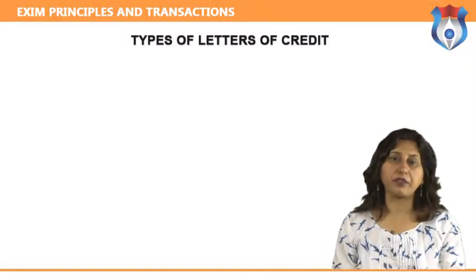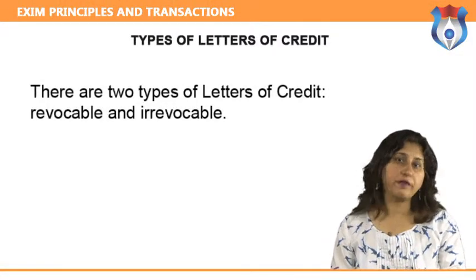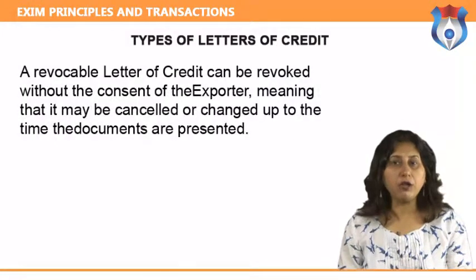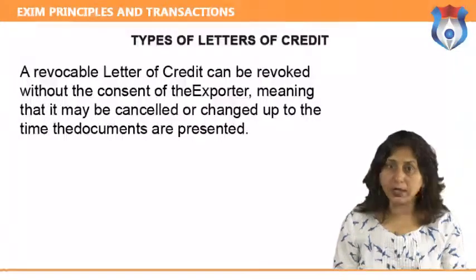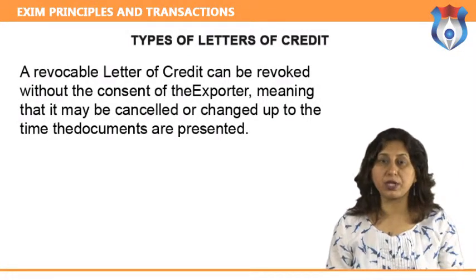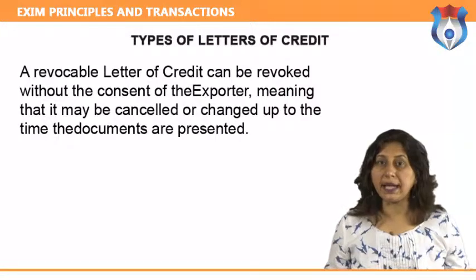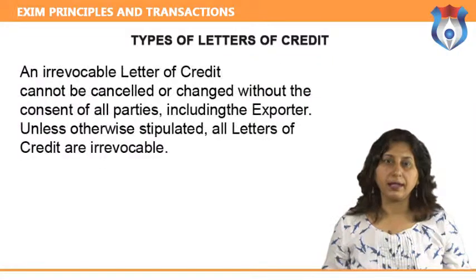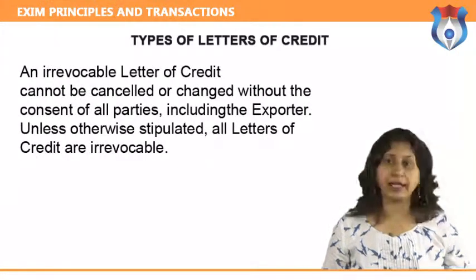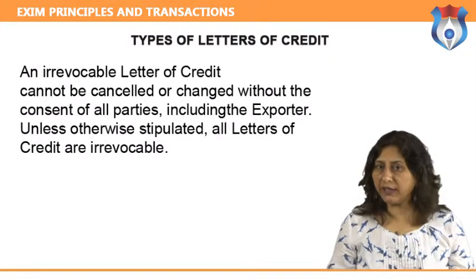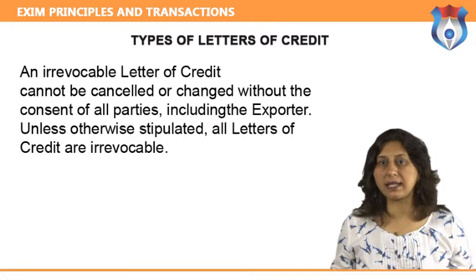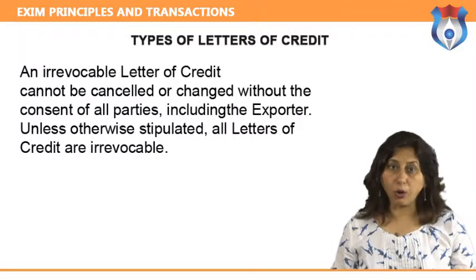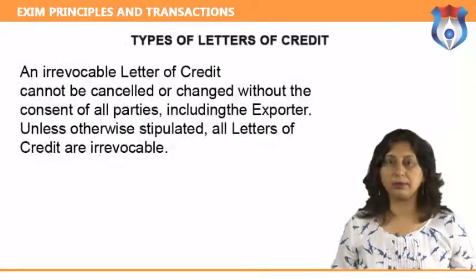Types of letters of credit. There are two types of letters of credit, revocable and irrevocable. A revocable letter of credit can be revoked without the consent of the exporter, meaning that it may be cancelled or changed up to the time the documents are presented. An irrevocable letter of credit cannot be cancelled or changed without the consent of all parties, including the exporter. Unless otherwise stipulated, all letters of credit are irrevocable.